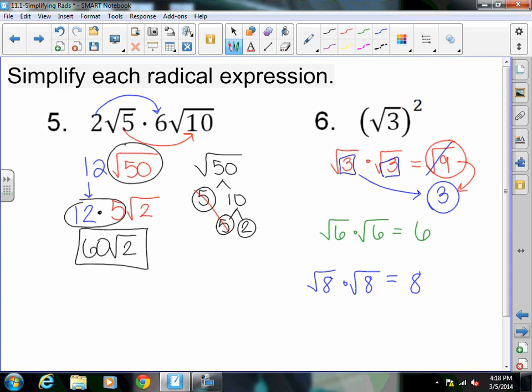So in this case, if you multiplied, you would get square root of 36, and then when you do that on your calculator, you'll get out a 6. So if you forget the rule of a square root times itself is just the number inside, you can always just do what we've been doing.